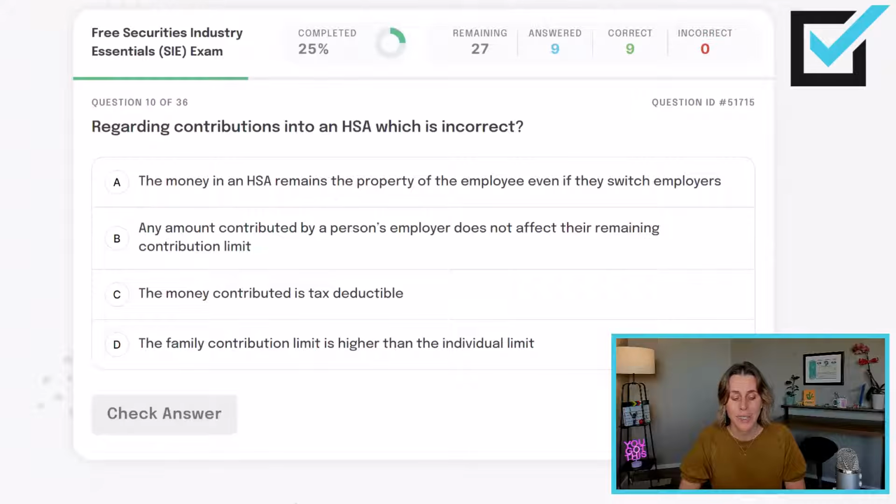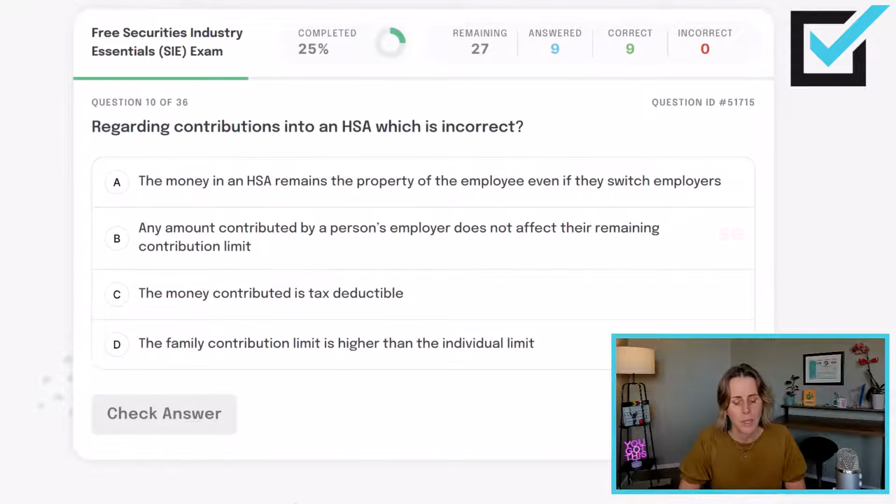Regarding contributions into an HSA, which is incorrect? So we're looking for the false statement. The money in an HSA remains the property of the employee, even if they switch employers. In an HSA, a health savings account, that is true. Any amount contributed by a person's employer does not affect their remaining contribution limit. That is false or incorrect.